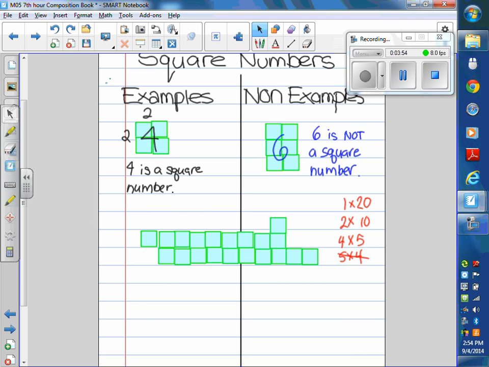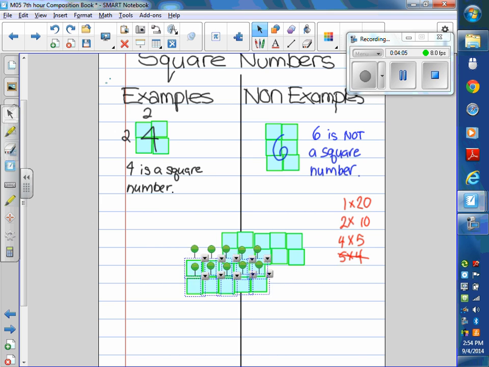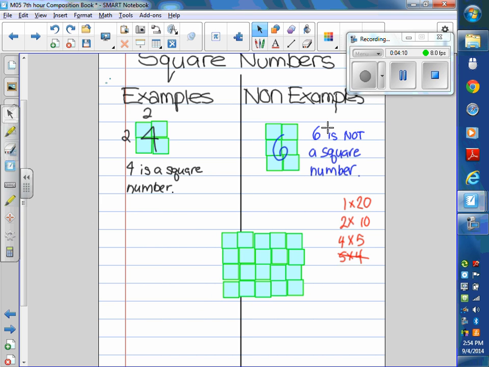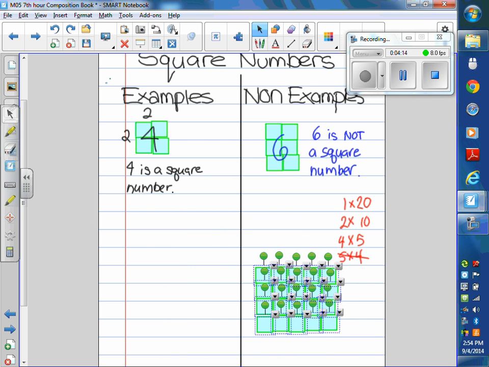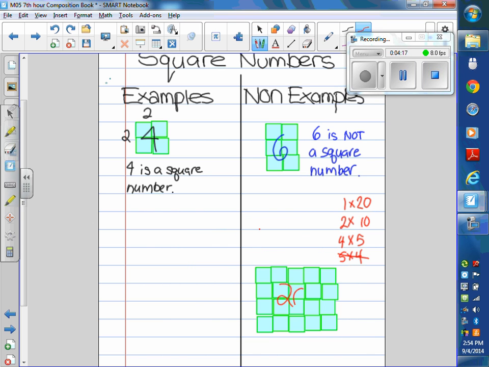Oh, I know. 25 would work. A 2 by 10 is a rectangle, right? Or I could do a 4 by 5, but that's still not a square, is it? No. So we're going to put 20 on this side, and we're going to call 20 a great non-example. 20 is not a square number. I know 25 is for sure.